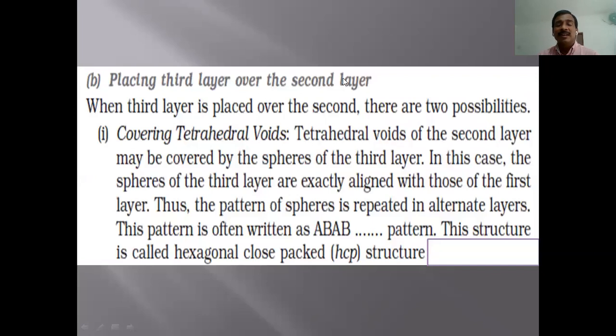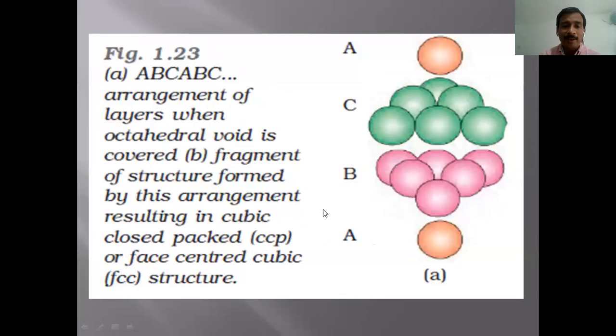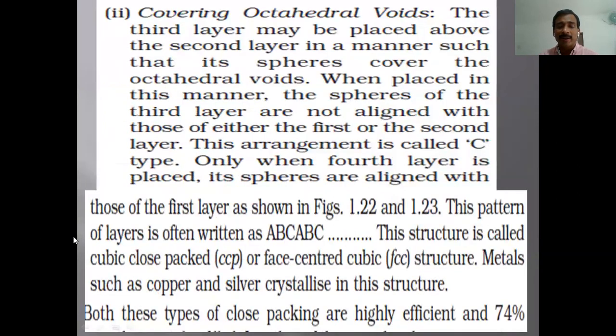Now placing the third layer on the second layer, that we discussed here, covering tetrahedral voids. When you place the third layer of spheres by covering the tetrahedral voids, you will get ABA type pattern, and this structure is called hexagonal close packed structure. And if you are placing the spheres over octahedral voids, you will get an ABC type arrangement, and that is cubic close packing.